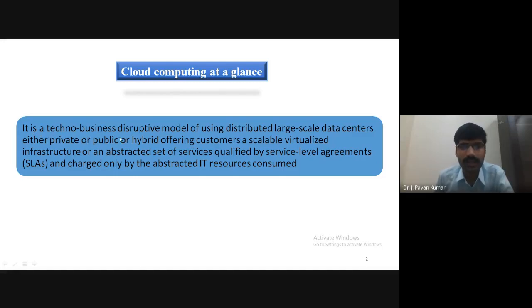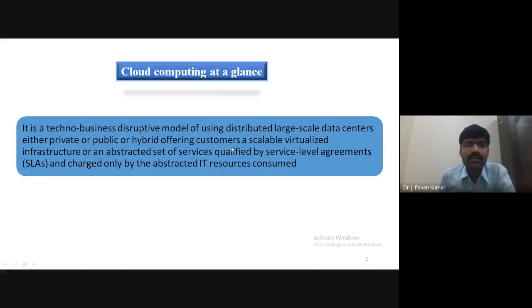See here, it is a techno-business disruptive model of using distributed large scale data centers. Distributed systems, in the sense either private or public or hybrid. In the last class we have seen what is meant by private cloud, what is meant by public cloud, and what is meant by hybrid cloud. So either of these three will be used, which is offering customers a scalable virtualized infrastructure. Scalable in the sense of elasticity: we are able to extend if you want more resources, and we are able to shrink if you want to shrink. This is what a scalable virtualized infrastructure is, and an abstracted set of services.